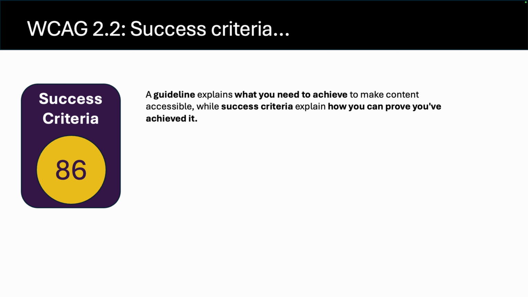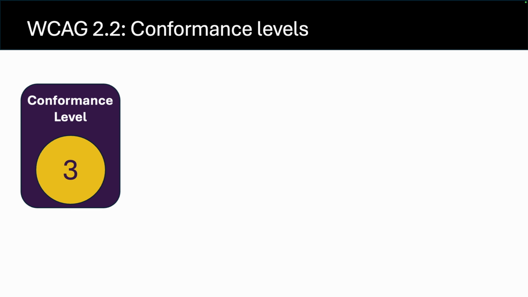Guideline explains what you need to achieve. So, for example, if your goal is to lose 5 pounds in the next 3 months, that is your guideline. This is my guideline. I want to lose 5 pounds. But how do you prove that you lost that 5 pounds? Those are called success criteria. Then we have conformance levels. Now there are 3 different conformance levels.